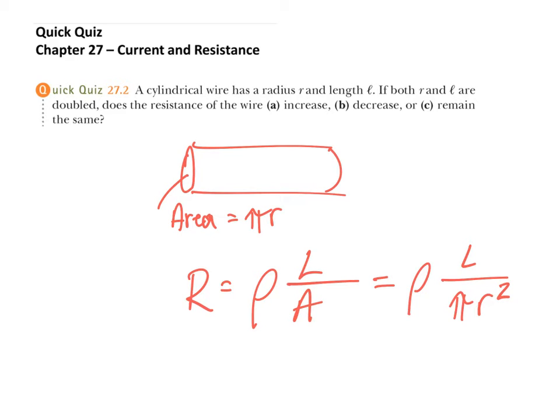So they're saying this: if both r and L are doubled, so L is going to be twice as big, r will be twice as big, but remember it is squared, so we would have that. Our net effect then is going to be 2 over 4 times bigger, or 1/2 if we reduced it. So by doubling the length and doubling the radius, we're going to decrease the resistance by a factor of 1/2. So a decrease.